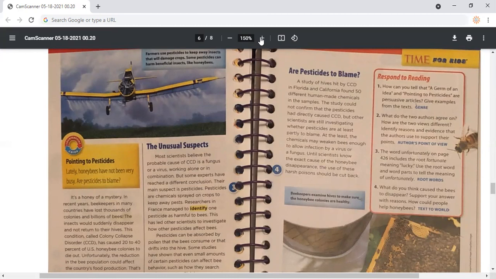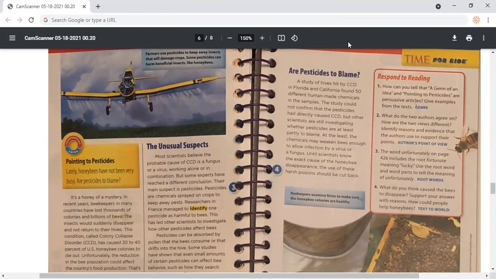Are pesticides to blame? A study of hives hit by CCD in Florida and California found 50 different human-made chemicals in the samples. The study could not confirm that the pesticides had directly caused CCD, but other scientists are still investigating whether pesticides are at least partly to blame. At the least, the chemicals may weaken bees enough to allow infection by a virus or a fungus. Until scientists know the exact cause of the honeybee disappearance, the use of these harsh poisons should be cut back.